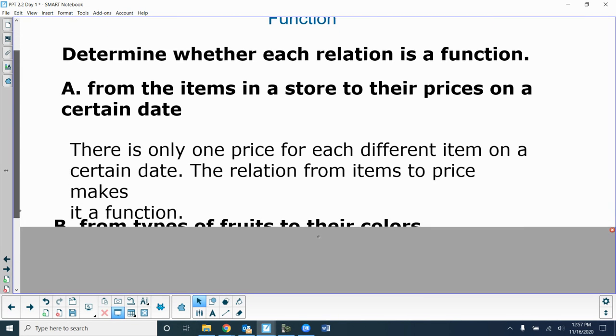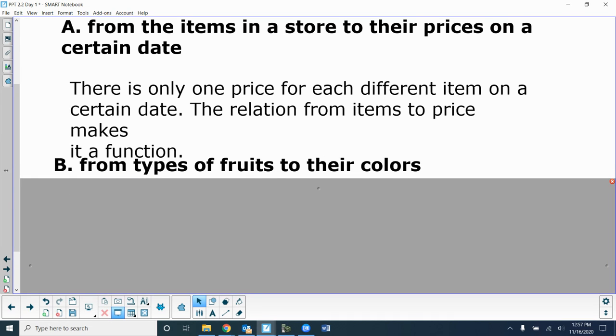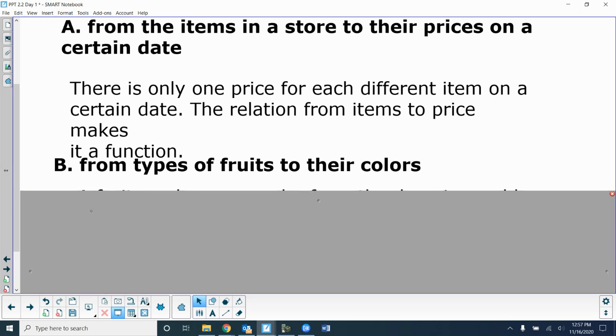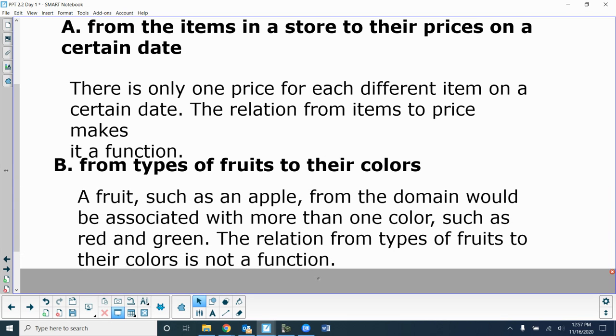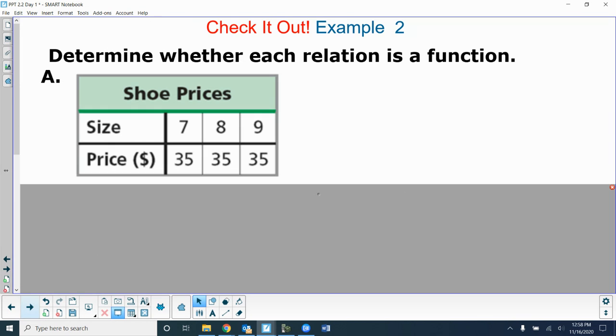Okay? Types of fruits and their colors. Do all fruits have just one and only one color? No. You know, grapes are purple and green. Apples are green and yellow and red. So that's not an example of a function. Okay? They're still relations, both of them, sets of ordered pairs. But one's a function, one's not.